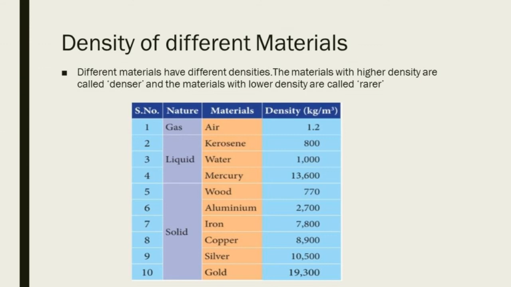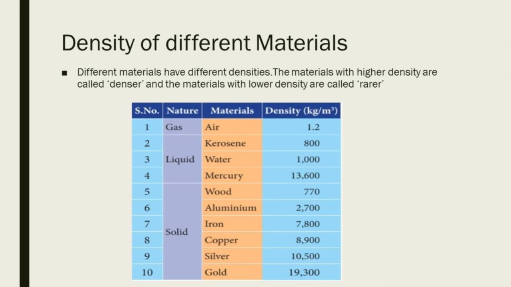Density of different materials. Different materials have different densities. The materials with higher density are called denser, and the materials with lower density are called rarer. The density of some widely used materials at room temperature is listed in the table. First one, the material air. What is its nature? It's a gas. What's its density? It's 1.2 kilogram per meters cube. In the same way, kerosene 800 kilogram per meters cube. For water, 1000 kilogram per meters cube. It is in the liquid form.